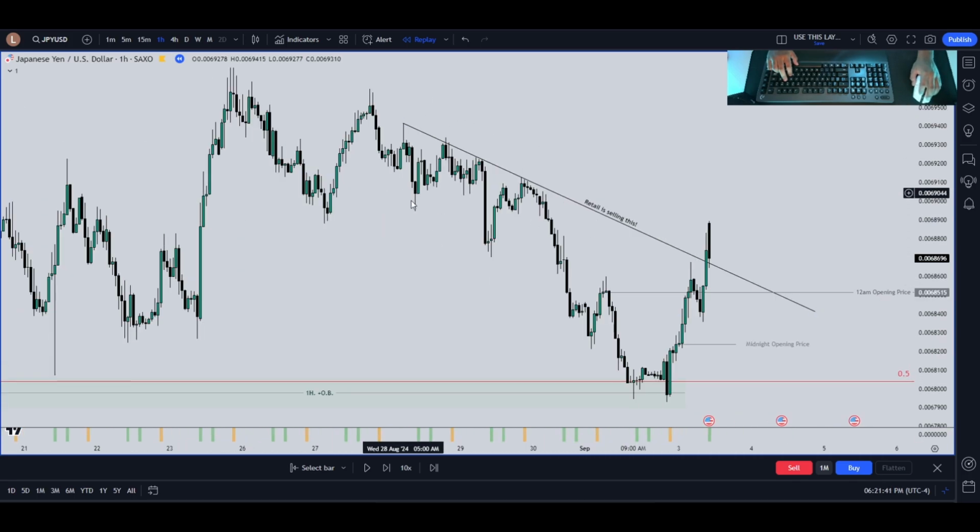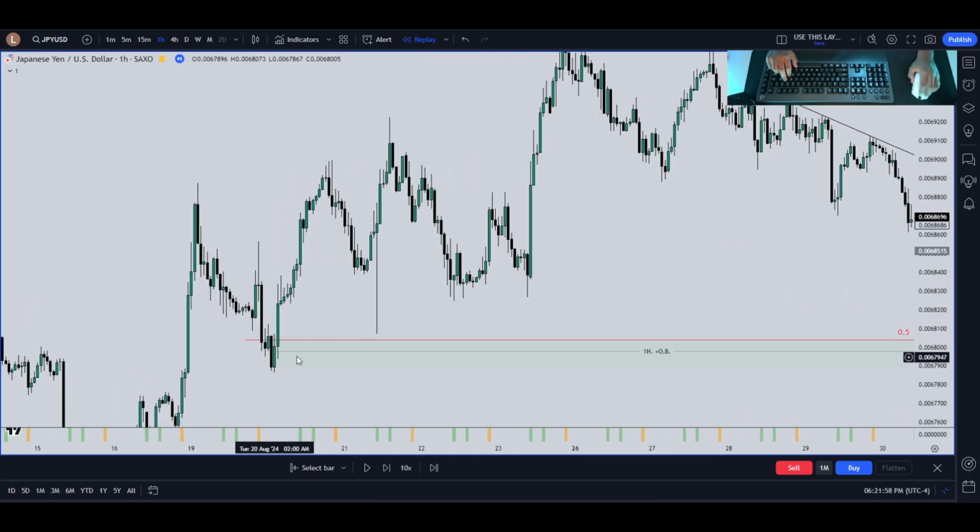Now, this was a potential draw for me, as it was pretty obvious. Retail is seeing this as resistance in price. They're trying to sell all through here. What does that mean? They're going to have their buy stops above all these highs. They're going to have their buy stops even above here. They tried to sell here and they took them right there.